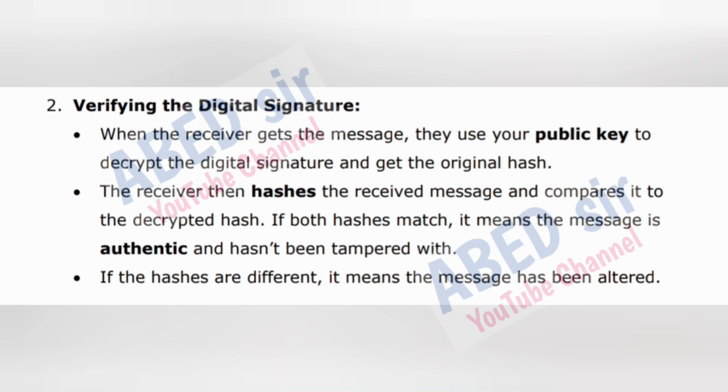2. Verifying the digital signature. When the receiver gets the message, they use your public key to decrypt the digital signature and get the original hash. The receiver then hashes the received message and compares it to the decrypted hash. If both hashes match, it means the message is authentic and hasn't been tampered with. If the hashes are different, it means the message has been altered.